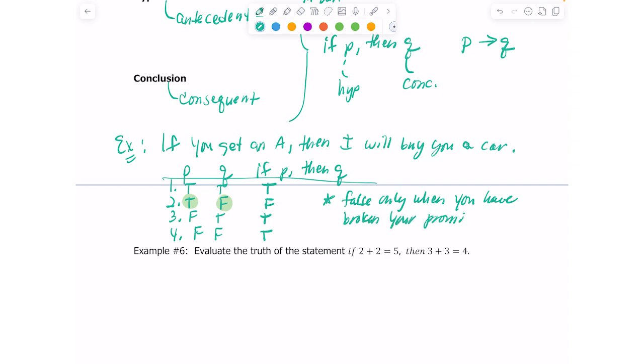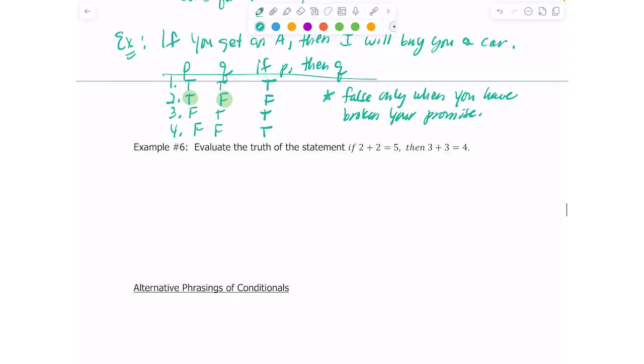Here's an example. We want to evaluate the truth of the statement: if 2 plus 2 equals 5, then 3 plus 3 equals 4. Here P is 2 plus 2 equals 5, which we know is false. And Q is 3 plus 3 equals 4, which we also know is false. So what would the overall truth value be? Well, I haven't broken my promise, right? 2 plus 2 is not 5, so 3 plus 3 does not have to equal 4, which it doesn't. So the whole statement is true.